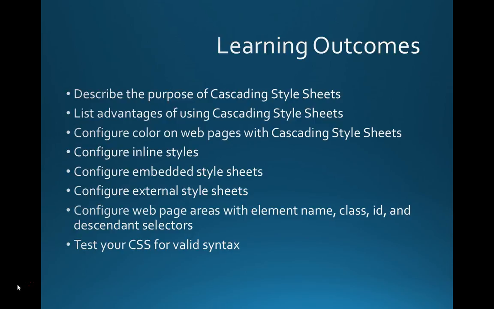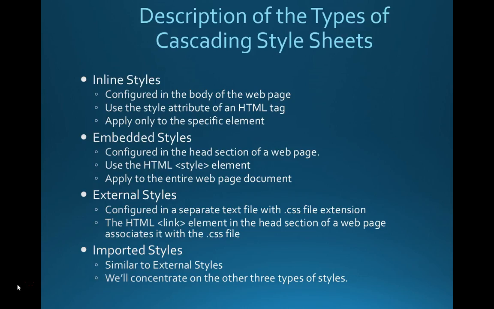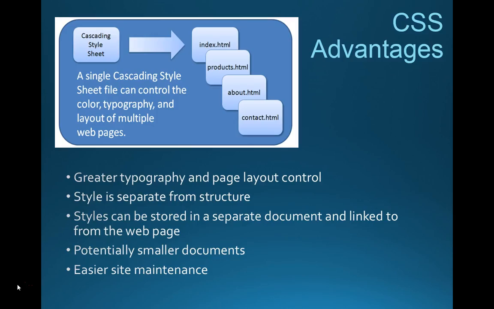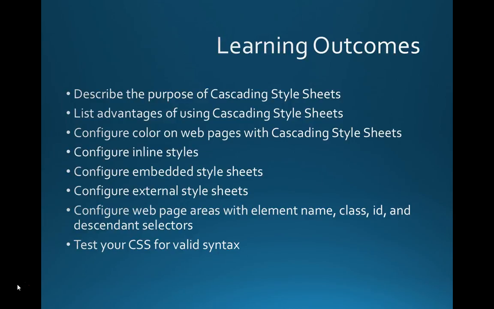And then we also take a look at extending what our elements are to style with something called classes, IDs, and descendant selectors. So we're going to extend the features and functionality of our CSS with some of these types of selectors. Class, ID, and descendant. And then, of course, our new validator. It's in addition to our HTML validator.